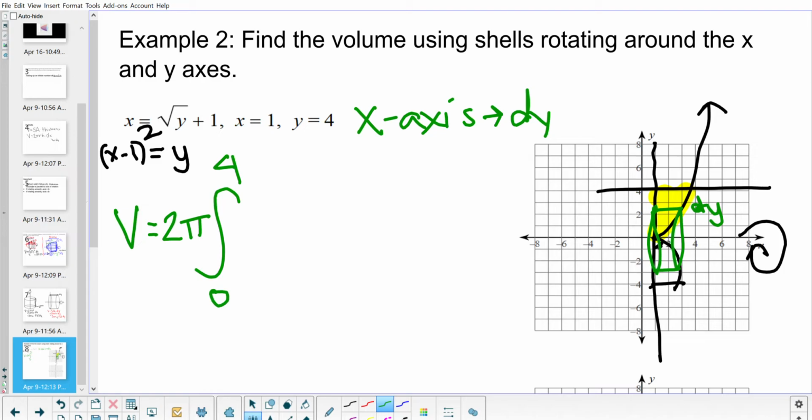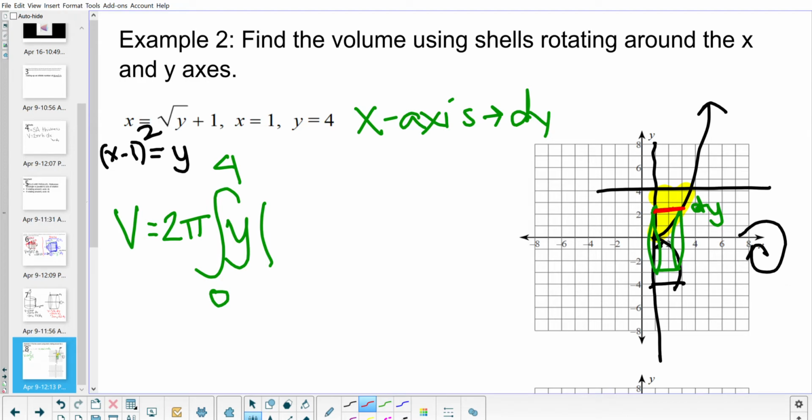Then 2 pi RH. R, the radius of this shell, is going to be the y value. And that's the way it always is. Your radius is always the variable you're in terms of. Then the height is what's a little tricky. So height, I'll highlight in red. There's your red. The height is right there.